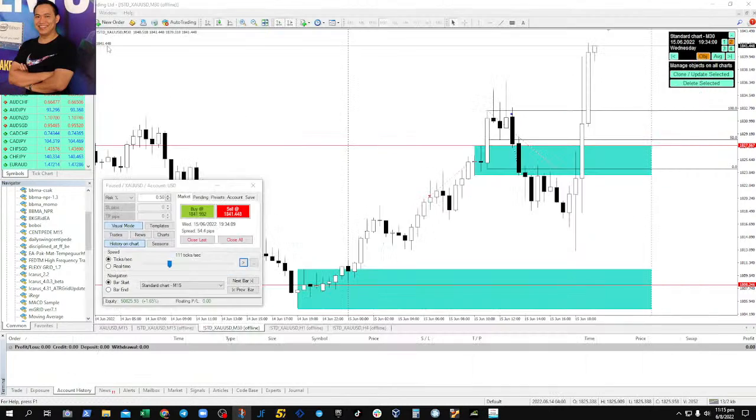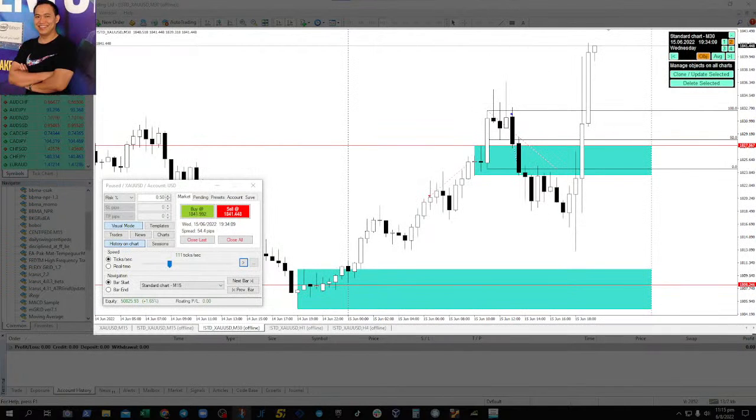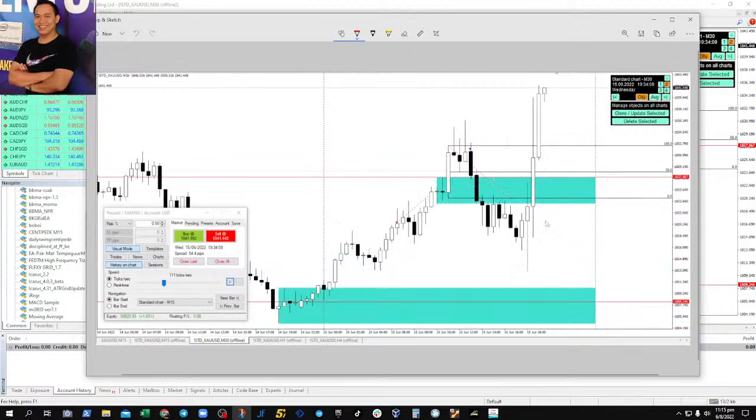Journal this one. So the M30 engulfing also. The trade idea failed. M30 BE entry. Okay.